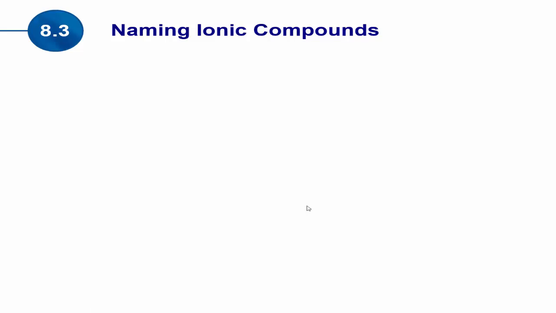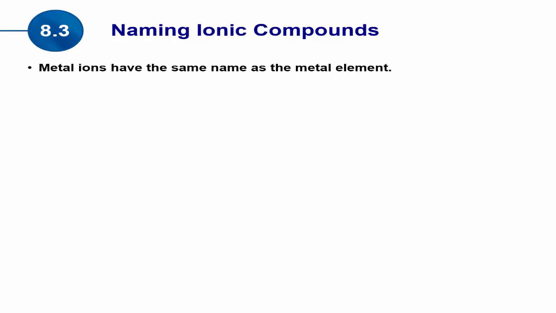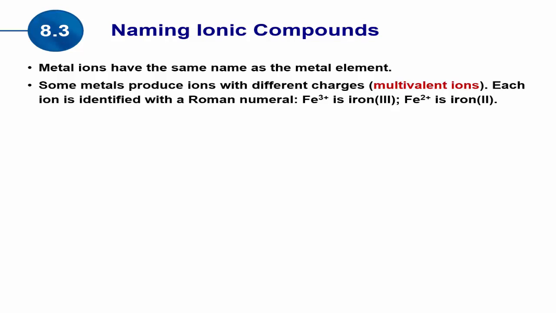Section 8.3 is about naming ionic compounds. Metal ions have the same name as the metal element. Some metals produce ions with different charges. We say they're multivalent ions. Where do you find these, and what are we talking about?